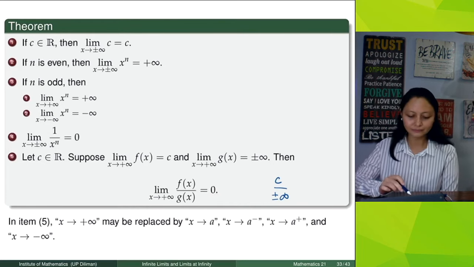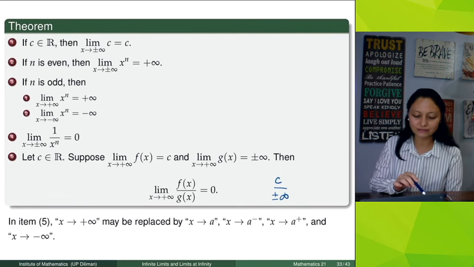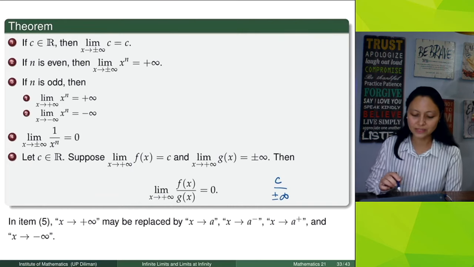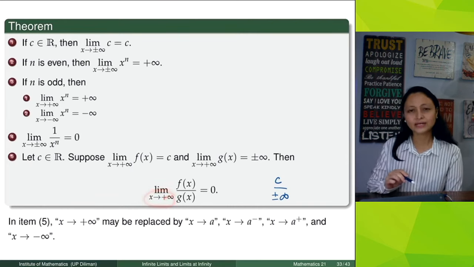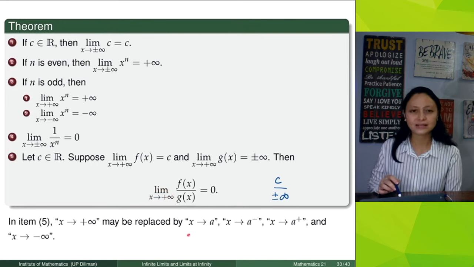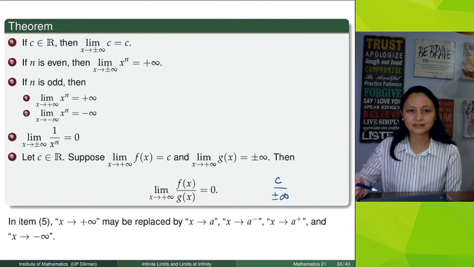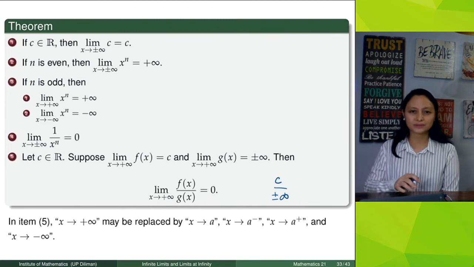Okay? Yan, so yung x approaching infinity, dito sa number 5, ito kasi yung medyo bago dun sa mga theorems. So you can replace yung x approaching positive infinity by x approaching a, x approaching a from the left, x approaching a from the right, and x approaching negative infinity. Basta when you're getting the limit, and yung limit ng numerator ay constant, ang limit ng denominator ay plus or minus infinity, then the limit is equal to 0. Okay?